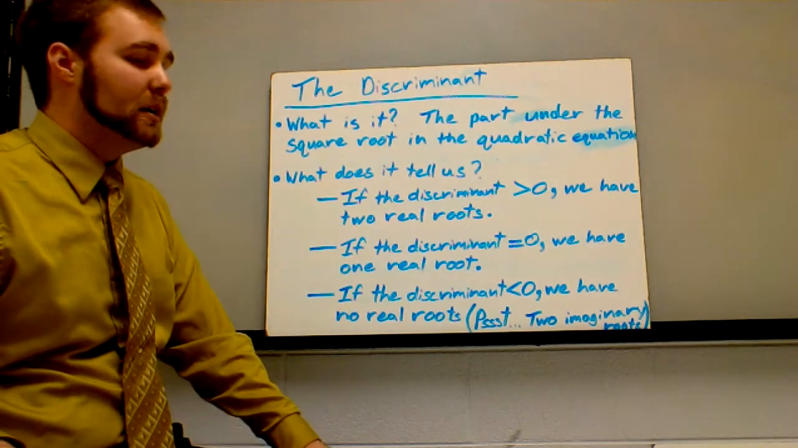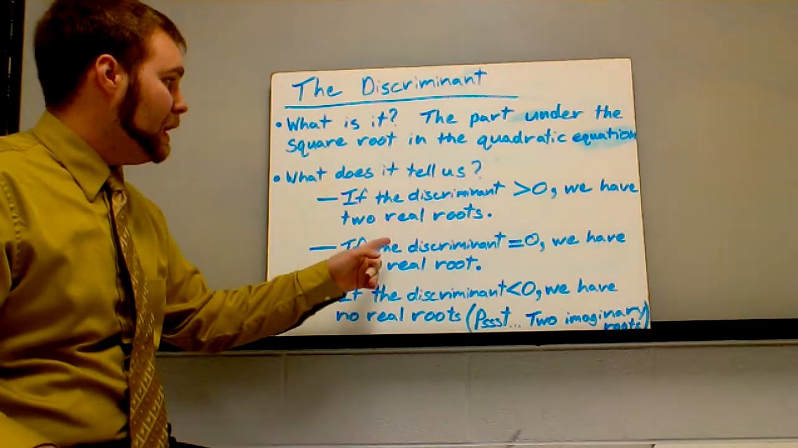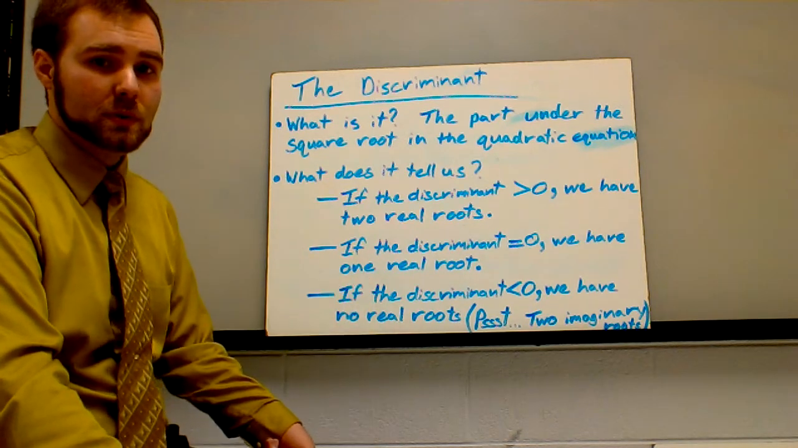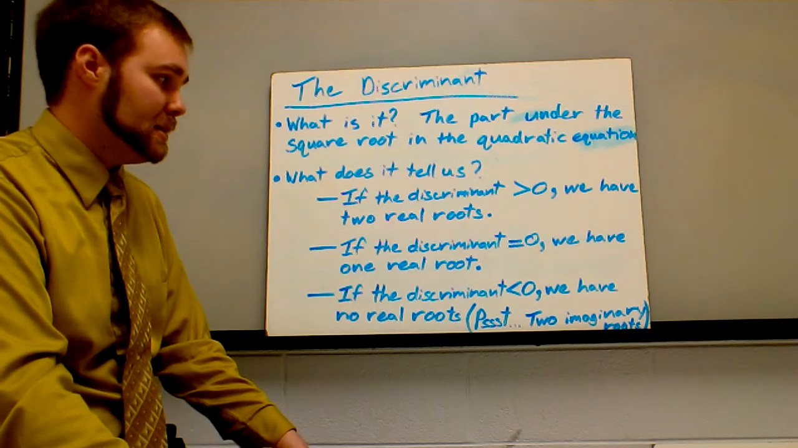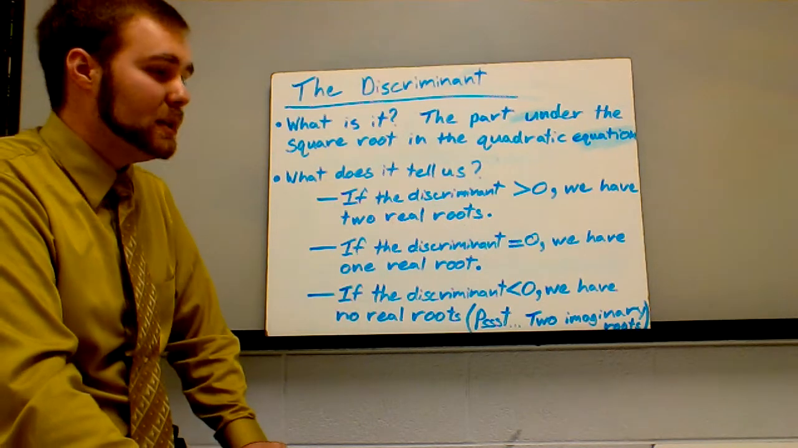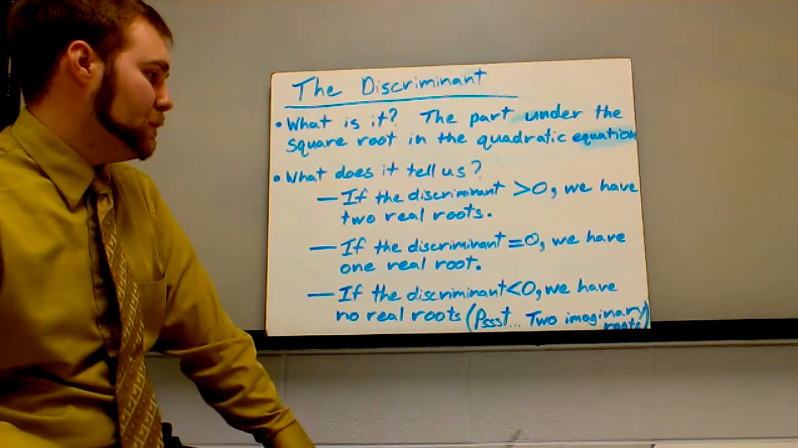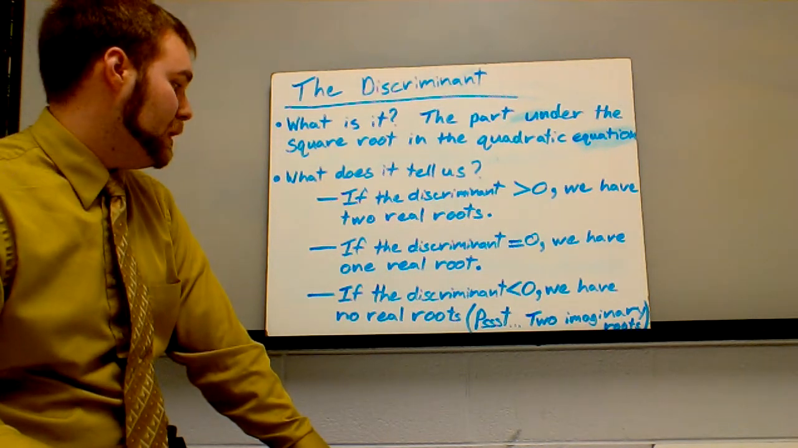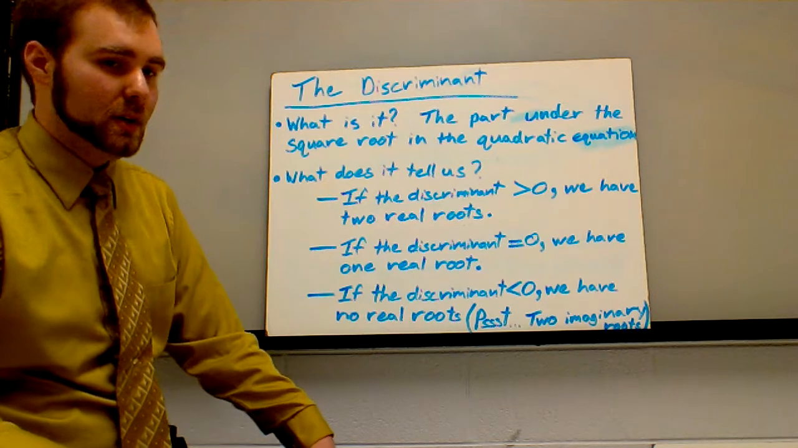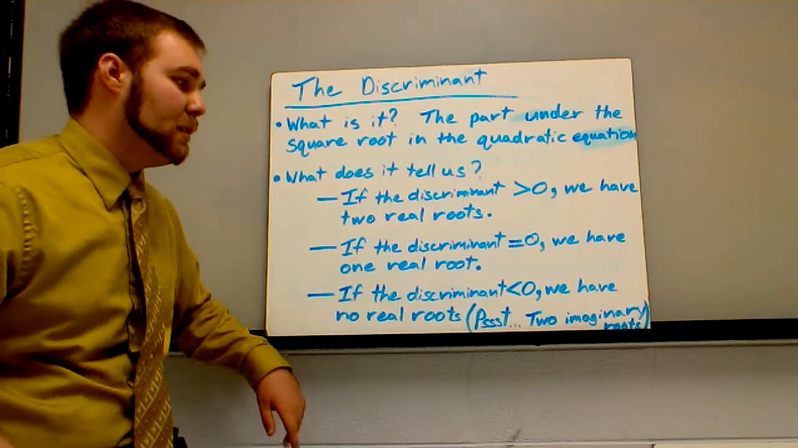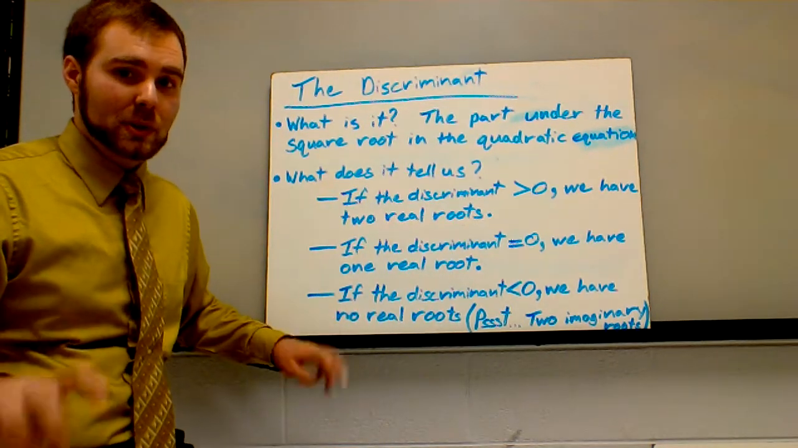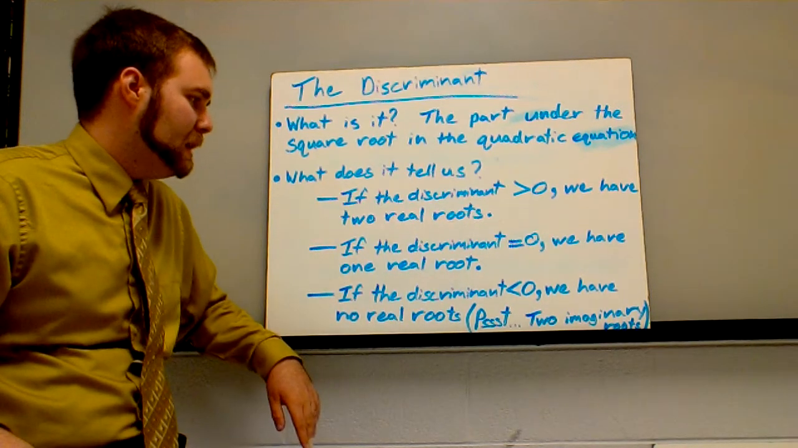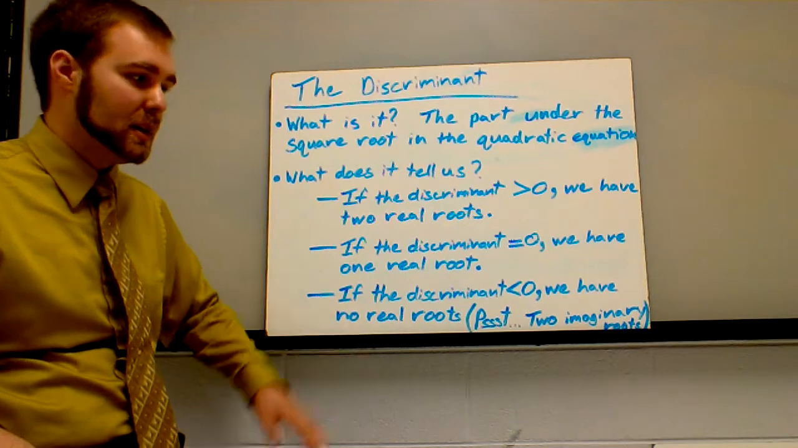And what does it tell us? It tells us a lot, actually. If the discriminant is greater than 0, we have 2 real roots of our equation. We'll get into what that is in a second. If the discriminant is equal to 0, we just have 1 real root. And then if the discriminant is less than 0, we have no real roots. And I just added this little aside here. They're actually 2 imaginary roots. Now next week we're going to talk about what imaginary means, but for now we'll leave that until next week.